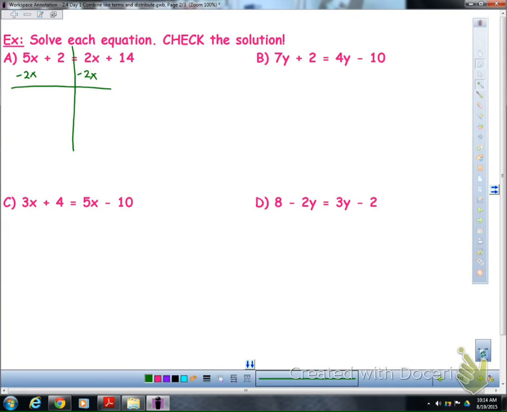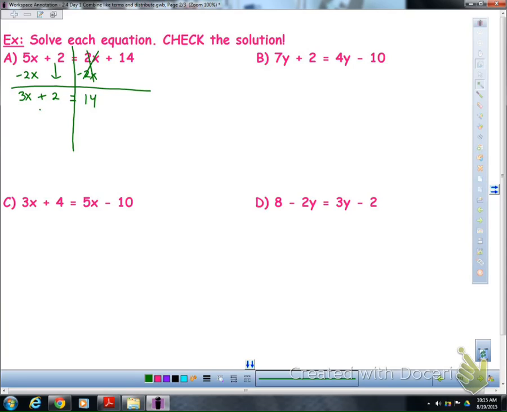Make sure, this is where it becomes extremely important, that you line up the terms correctly. You want to put any x's underneath x's and any constants underneath other constants. So I lined up my 5x and my negative 2x, just going straight down. That gives me a positive 3x. We haven't done anything with that 2 yet, so it's going to come down. The 2x's cancel, and we're left with 14.